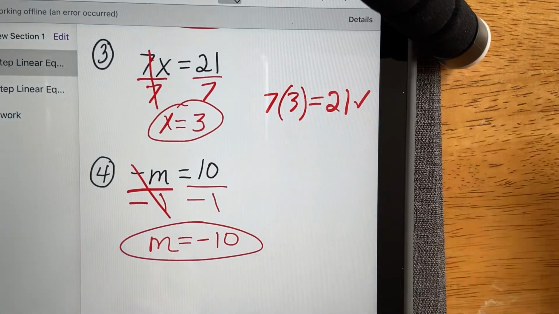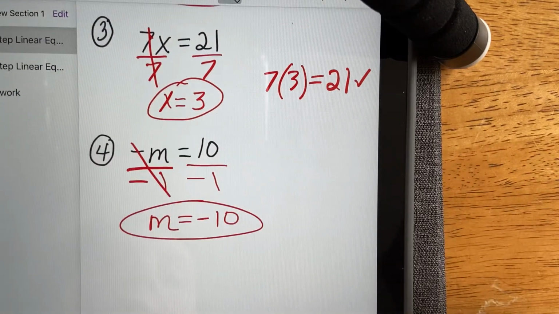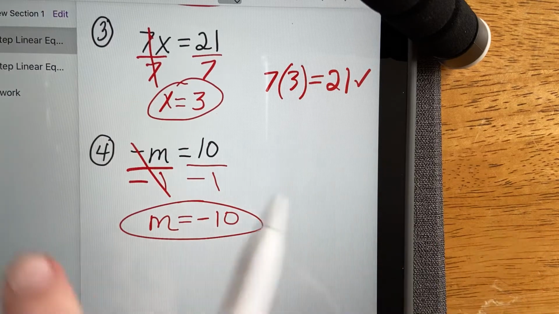Okay, so that's all I have for you guys for one-step linear equations. I feel like that was a good variety of examples. Now let's move on to two-step linear equations.